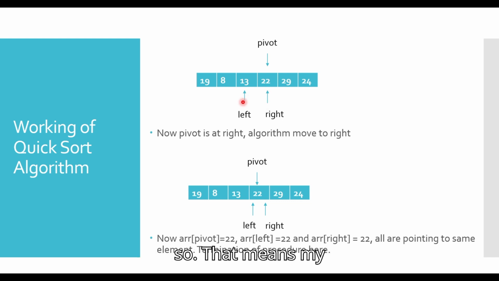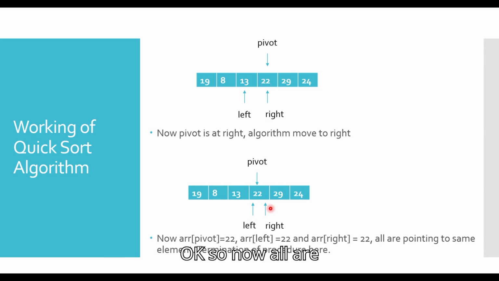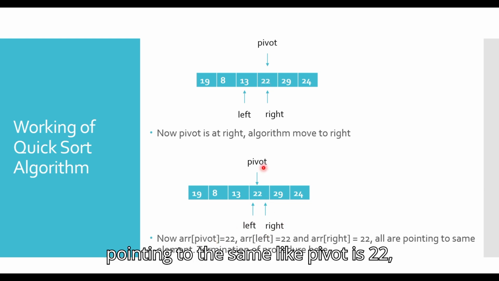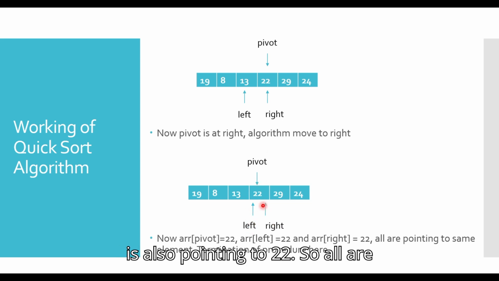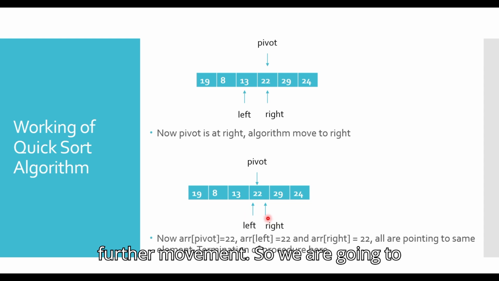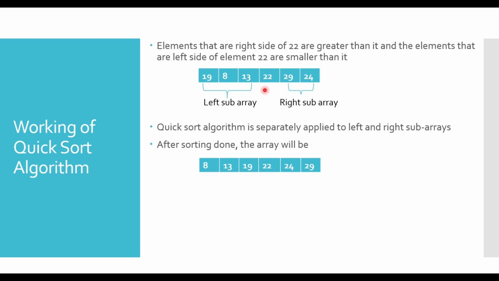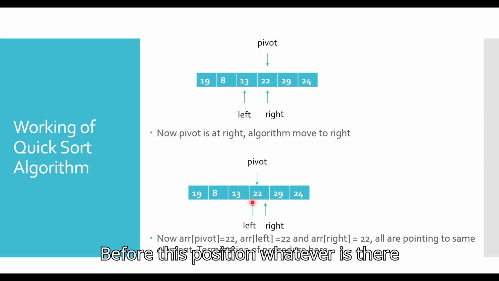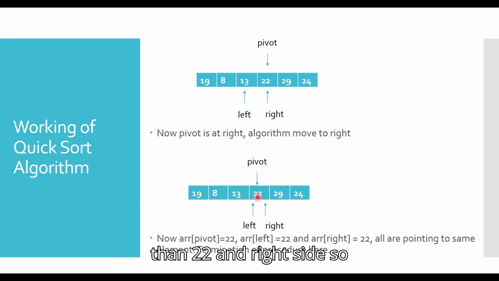So that means my left index position, whatever is there, is going to move towards the right side. So now pivot is 22, left is also pointing to 22, right is also pointing to 22. So all are pointing to the same position, so there is no further movement, so we are going to terminate the procedure here. Now we can check before this position, on the left side, all the numbers are less than 22, and on the right side, the numbers are greater than 22.